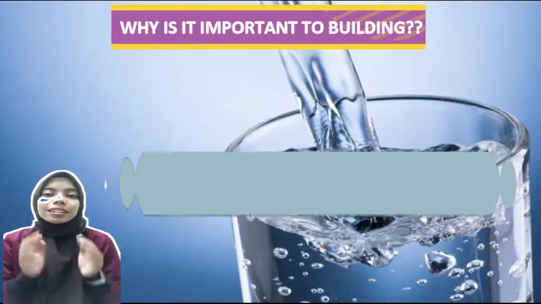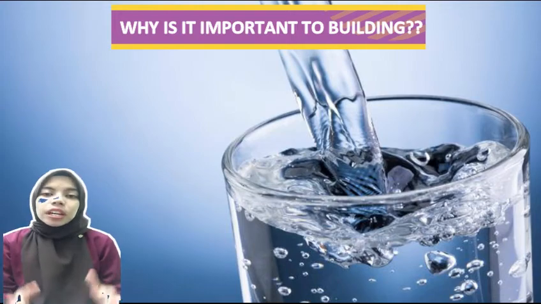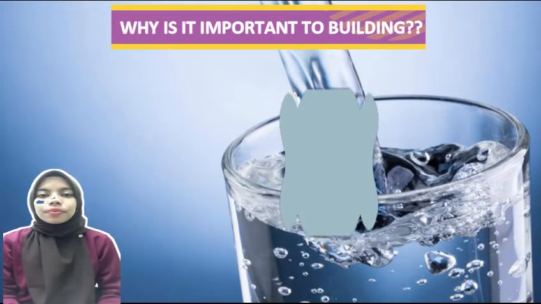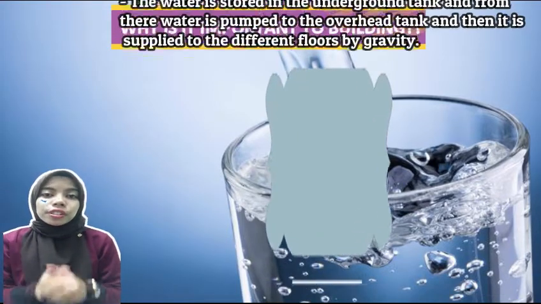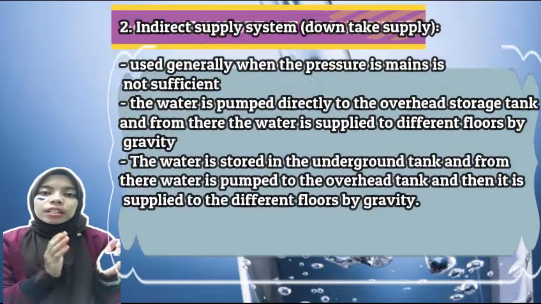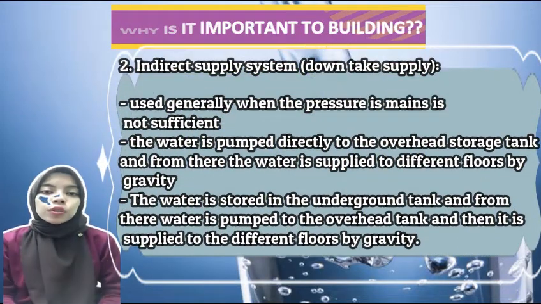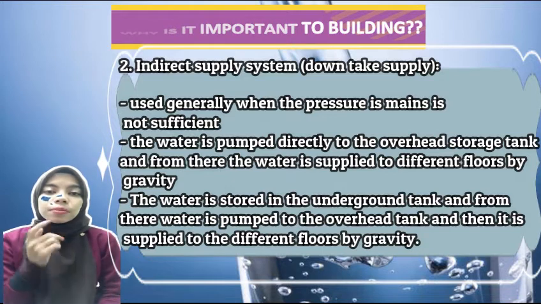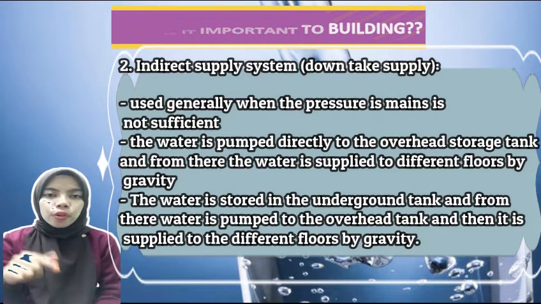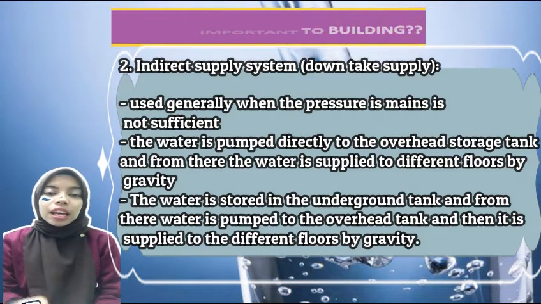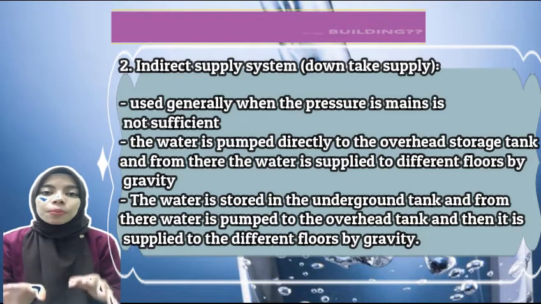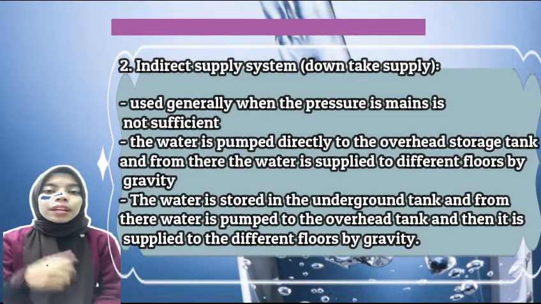Second, the indirect supply system, or downward supply. It is used generally when the pressure is not sufficient. The water is pumped to the overhead storage tank, and from there the water is supplied to different floors by gravity.